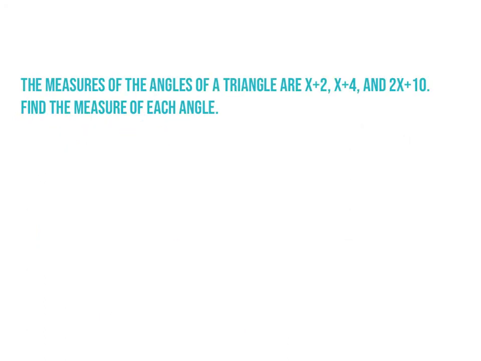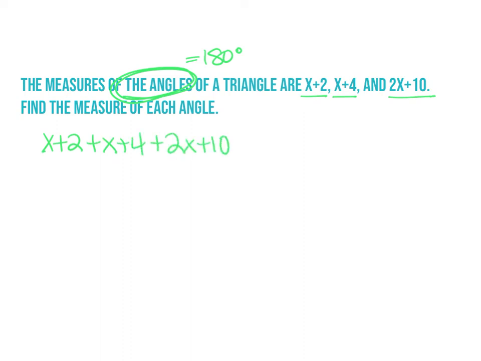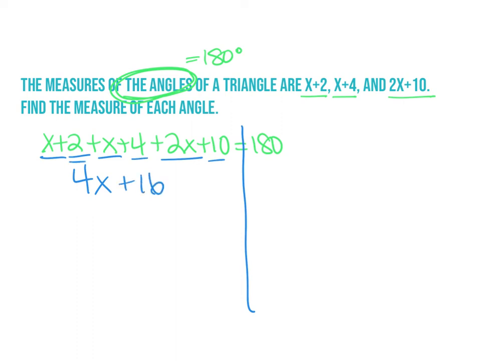All right, lastly, we did one kind of like this in class yesterday. But so we see the measures of the angles. As soon as we see the angles of a triangle, we know that means they equal 180. Okay, so we have an x plus 2, an x plus 4, and a 2x plus 10. So I'm going to take x plus 2 plus x plus 4 plus 2x plus 10 and set that equal to 180. Okay, however you solve these, draw your line if you need to, add your like terms. So 4x plus 16, let's do this just to differentiate, equals 180. And from there, you can solve like normal.